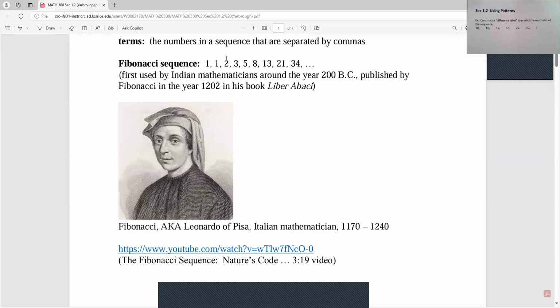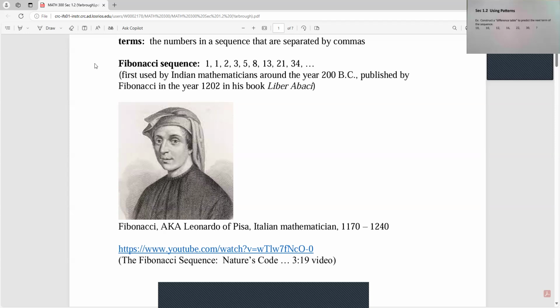Notice how 1 plus 1 equals 2. Notice how 1 plus 2 equals 3. Notice how 2 plus 3 equals 5. 3 plus 5 equals 8. 5 plus 8 equals 13, and so on. It's just a very famous sequence. It's a strange one. It's not an easy one necessarily. You kind of have to be given the first two terms to make a sequence like this go.